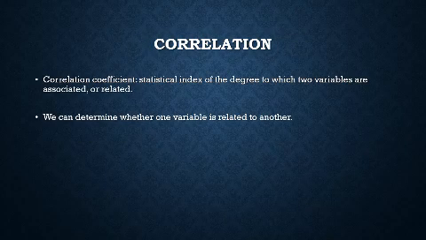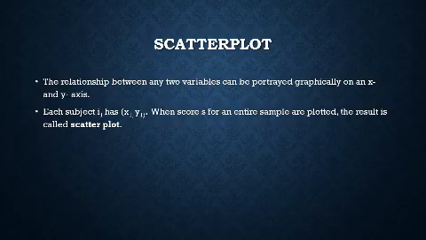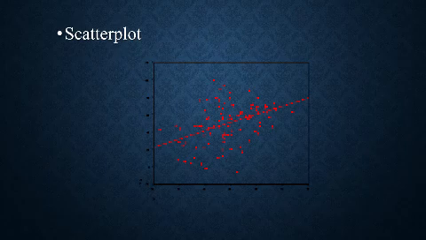Now, what is correlation? Correlation is a statistical index showing how strongly two variables are related. It answers the question: if I know one variable, can I make inferences about the other? A scatter plot is a graphical way to show the relationship. Each point on the plot represents a pair of values, x and y, for a single subject. This helps us visualize trends or patterns.